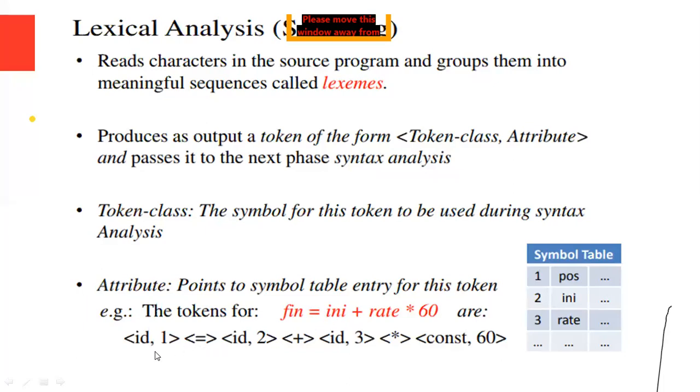a stream of tokens. Those stream of tokens are ID comma 1, so FIN is one token and equals to is another token, INI is one other token and plus is a token and rate is another token and star is another token, 60 is another token. So for example, after 60 we are ending with a semicolon. That semicolon is also another token.